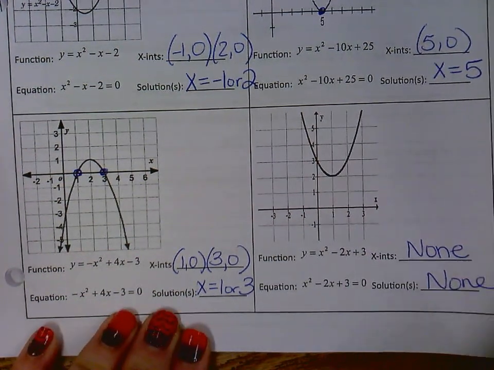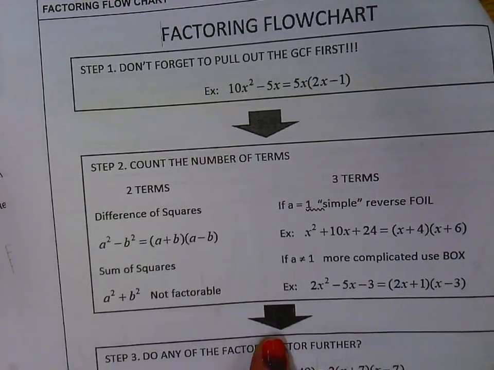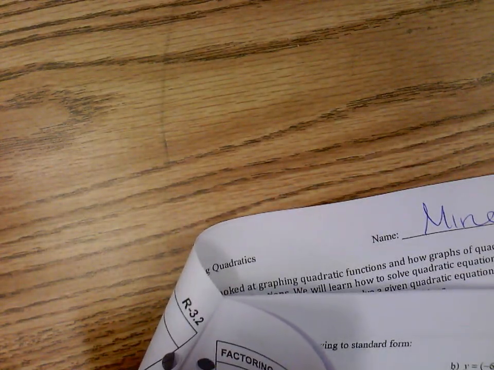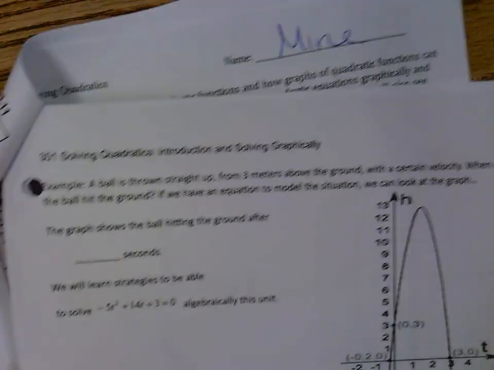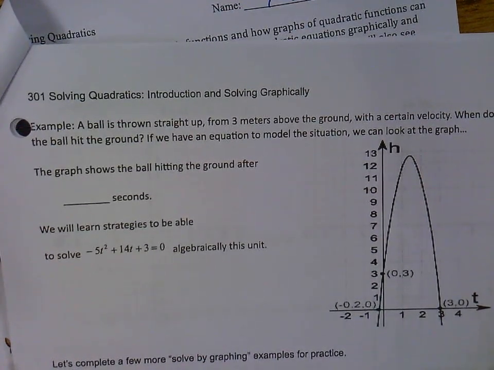All right, so that's the resource page on graphing. See how the next page is our factoring flow chart? This is going to be helpful when we start to learn all 4 types of factoring strategies, so I put that in there. But we'll skip ahead to page 301. 301, here you are. Solving quadratics, introduction, and solving graphically. There's our projectile. So it says, when will it hit the ground, based on the graph.